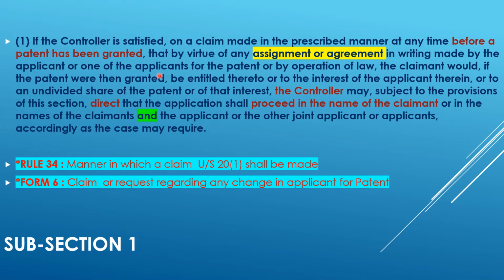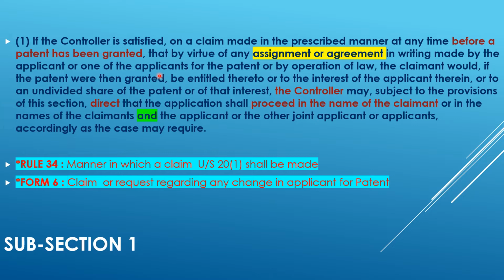A request is made in form 6 before the grant of a patent, either by (1) an assignment, or (2) agreement in writing by the applicant or one of the applicants in a joint application, or (3) operation of law. Okay, by using these three modes, a request is made in form 6 before the grant of a patent to change the name of an applicant or applicants.